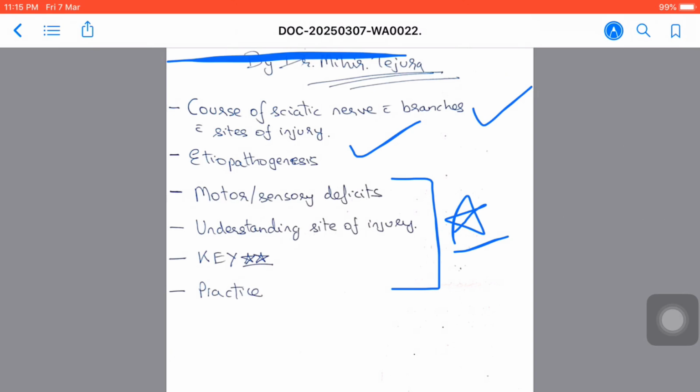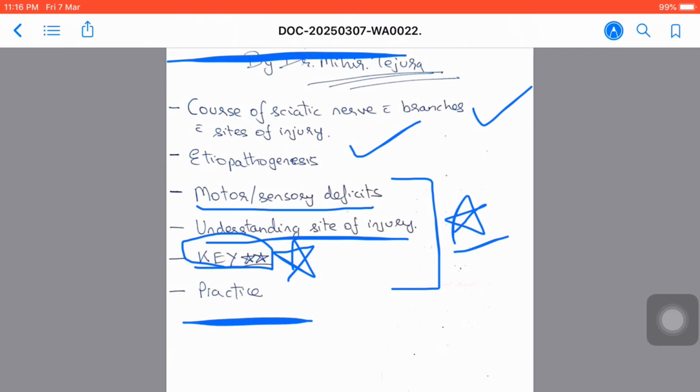We are going to discuss conceptually the motor and sensory deficit. We are going to understand the site of injury based on the deficit that we see in the patient. And the most important, at the end, we are going to discuss a key so that you can find the site of injury from the symptoms and the examination findings. And at the end, we are going to practice a few real-time cases, through which we can understand the etiopathogenesis and the site of injury. So without further ado, let us begin.